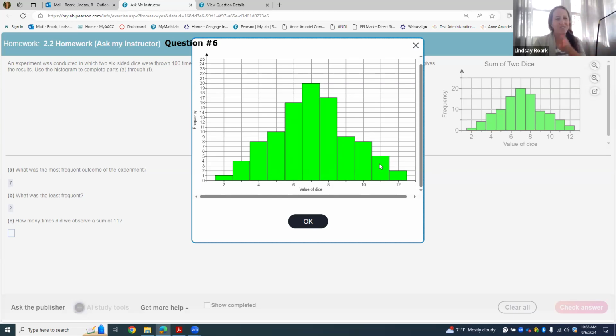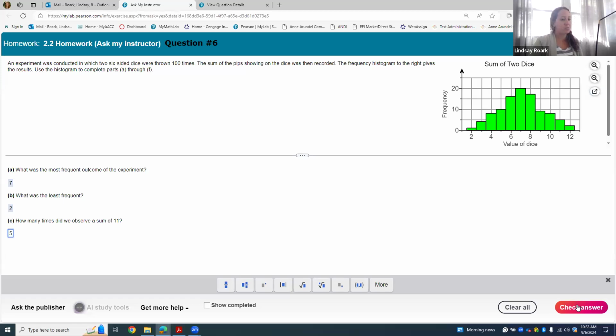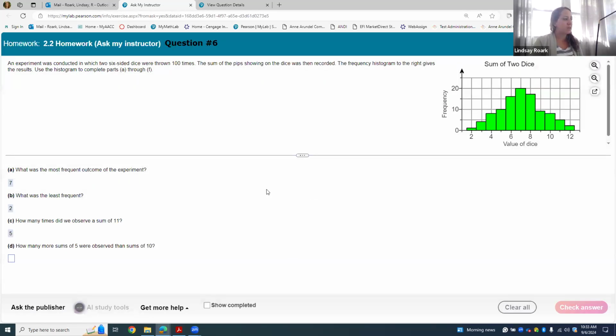Especially when I'm looking for the y-axis label from these graphs all the way on the right-hand side, it's kind of a far way to line it up. But yes, it looks like this bar here at 11 has a height of 5. So that means that's how many times we observed 11. So I'll go ahead and just put in 5. The next one, how many more sums of 5 were observed than sums of 10?